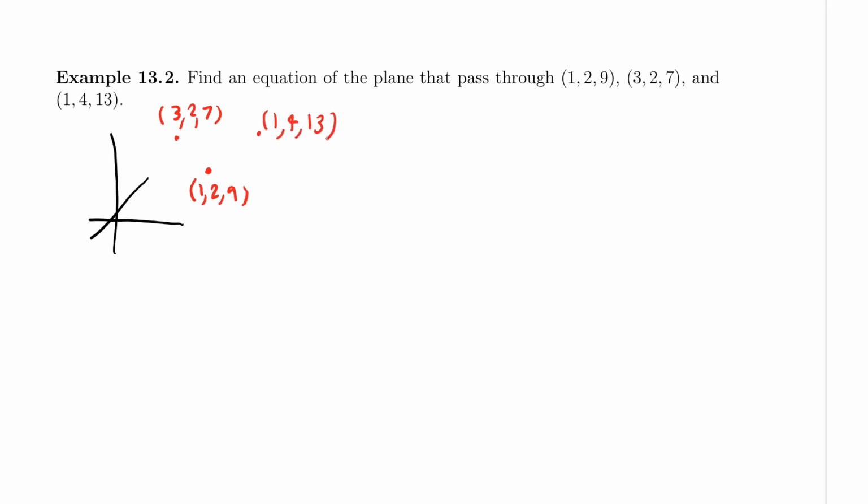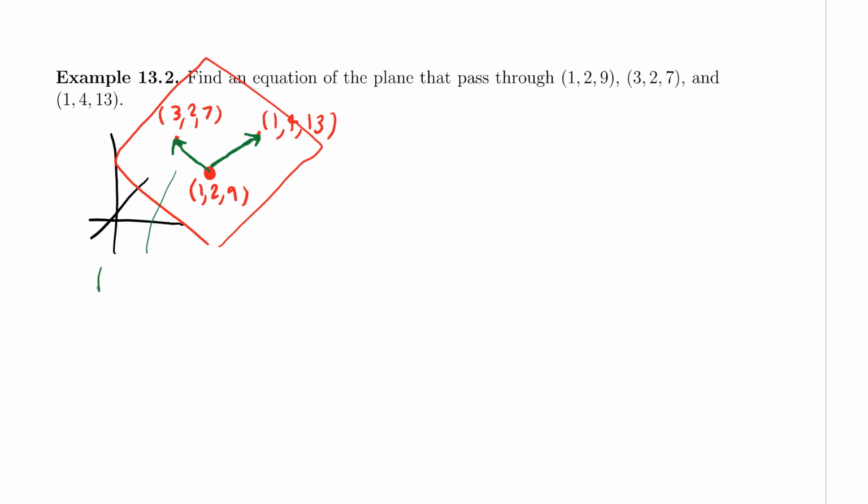If I have a plane that passes through these three points, then I can visualize it as a plane that passes through 1, 2, 9 and contains these two vectors here, this guy and this guy. So I'm looking at the span of the two green vectors here. That should give me the red plane, but I also want to make sure that it passes through 1, 2, 9.